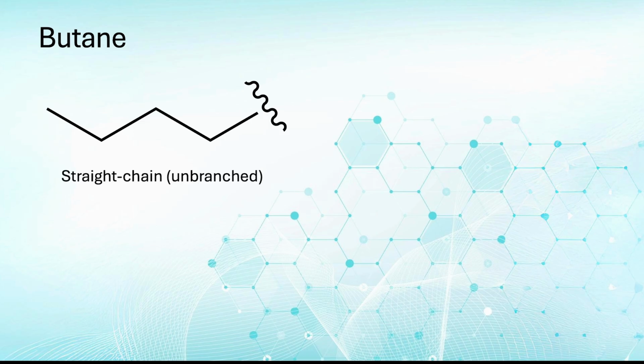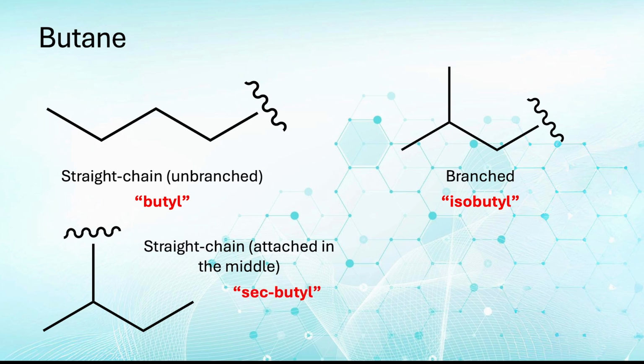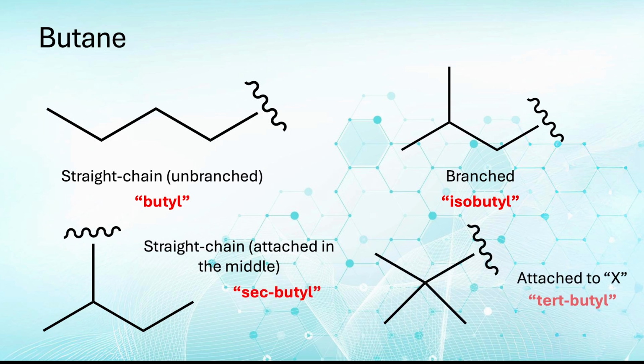However, butane can still be attached at the end, but one of the carbons moves to form a tertiary carbon, called isobutyl. The straight chain can also be attached to one of the secondary carbons, forming sec-butyl. Finally, butane can also form into an X, with a tertiary carbon in the middle. When a larger group attaches to this tertiary carbon, the group is tert-butyl.